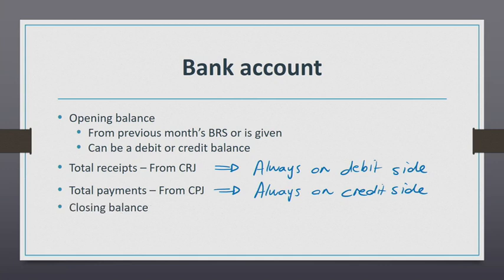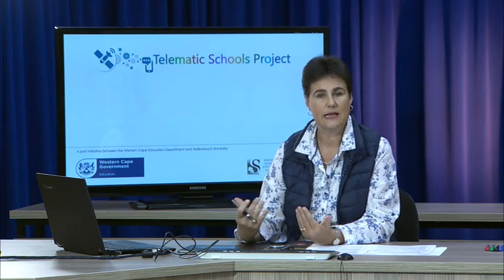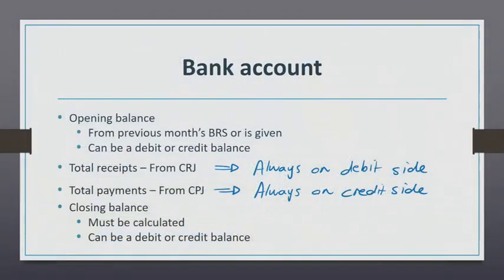And then we calculate the closing balance, and again, it can either be a debit or a credit balance. There is no rule that says that if a bank balance starts with a debit balance, then it must end with a debit balance. It can start with a debit, end with a credit. Start with a credit, end with a credit. There is no rule, so you have to determine whether the bank account is favorable or unfavorable.